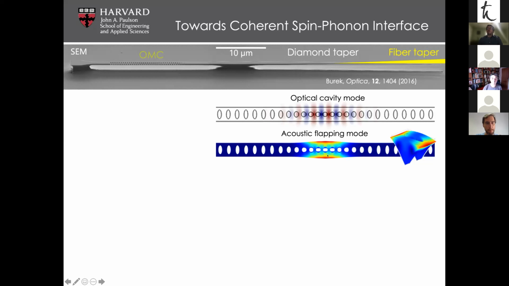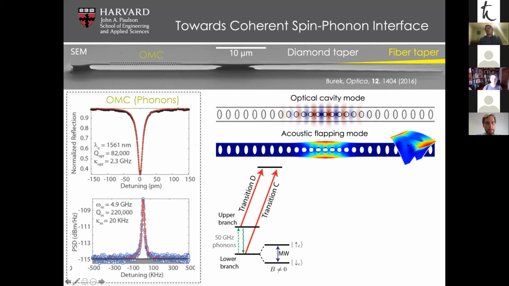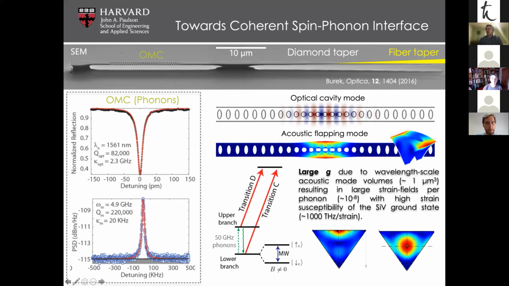This is modeling, have mechanical modes. There's a few different mechanical modes that we can leverage. We have fabricated these over the years. So this is optical transmission that shows optical resonance, and this is mechanical resonance. And so when you look at the strain of some of these mechanical modes, you can actually do detailed calculation.